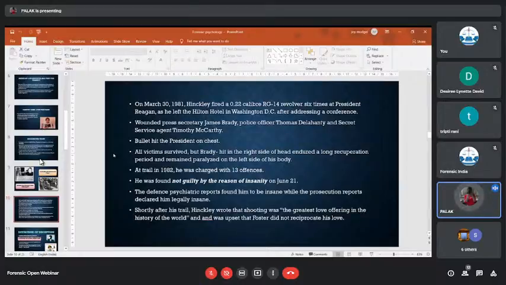The defense psychiatric report found him to be insane, while the prosecution report declared him legally sane. Shortly after his trial, Hinckley wrote that the shooting was the greatest love offering in the history of the world, and was upset that Jodie Foster did not reciprocate his love.